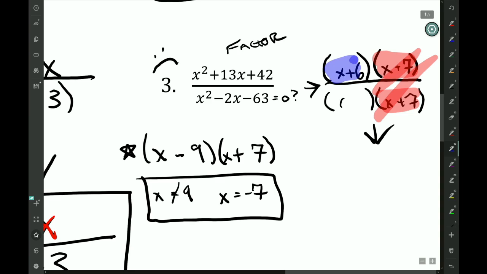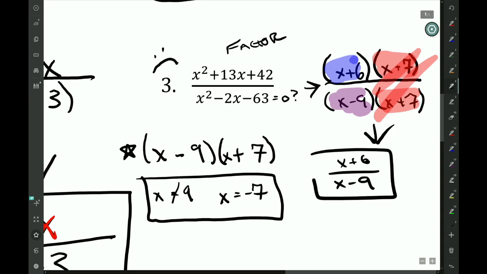Again, these do not cancel. I will even highlight more that these are different. So that leaves you with x plus 6 over x minus 9. That is simplified then. Now keep in mind, x can't equal 9, and it also can't equal negative 7.